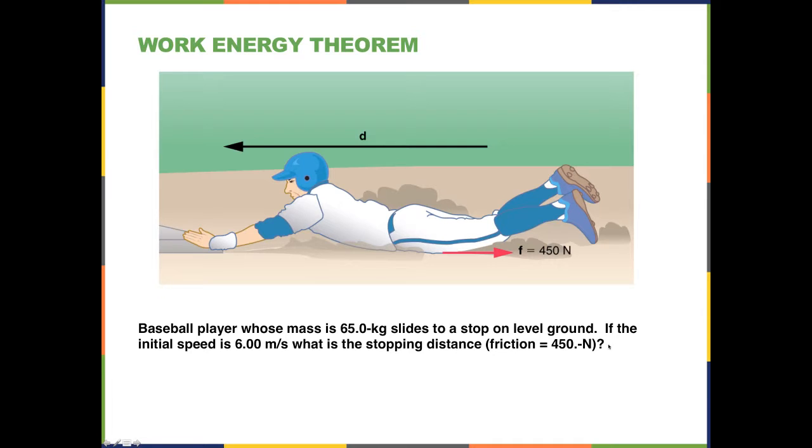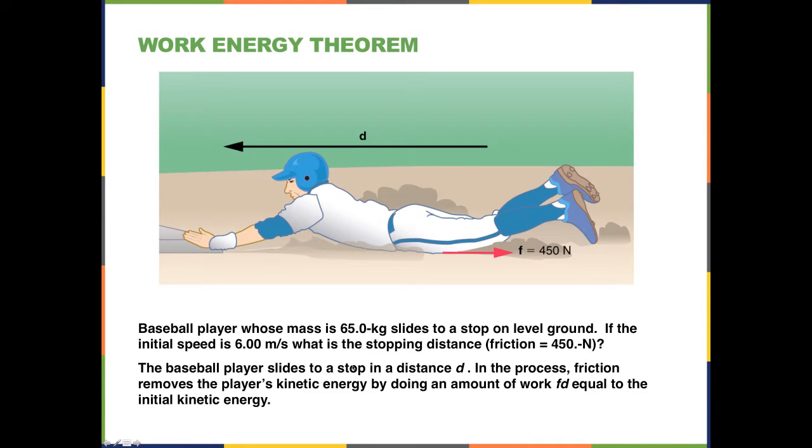The friction force is this number right here. The baseball player slides to a stop in a distance d. In the process, friction removes the player's kinetic energy by doing an amount of work, Fd, where little f here is the frictional force, equal to the initial kinetic energy. Now remember, the initial kinetic energy is going to be equal to 1/2 times the mass times this velocity squared.